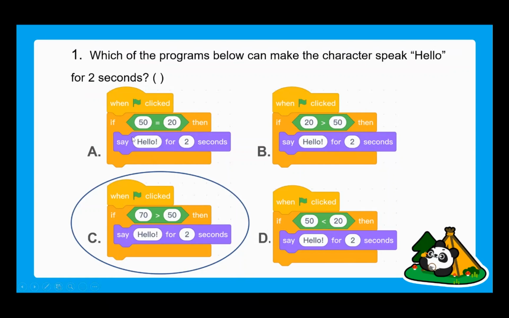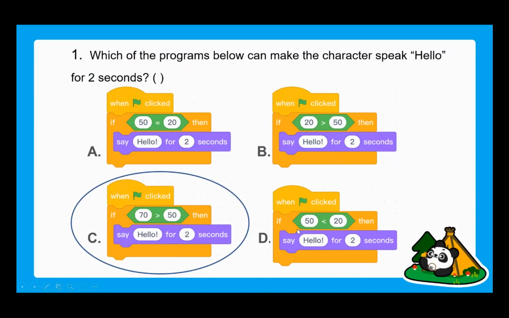Hopefully we got this right, but it is actually answer C. So if you think about what's actually being said in these conditional statements, the operator blocks of the conditional statements, the only one really here would be this one. If 70 is greater than 50, then say hello for 2 seconds. And that is true. 70 is greater than 50.